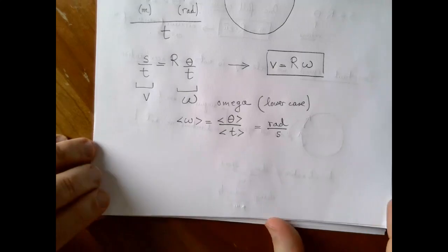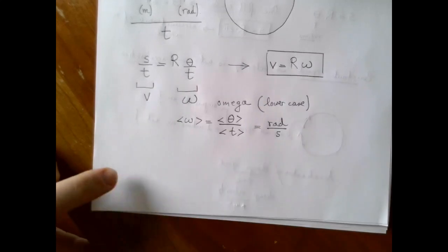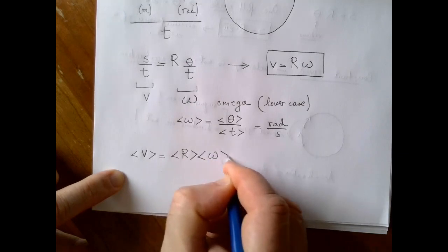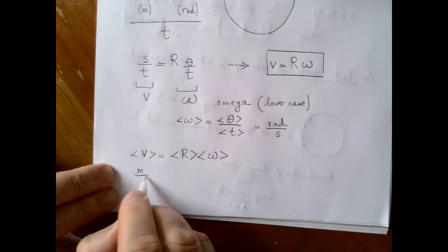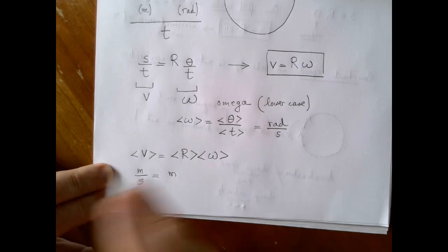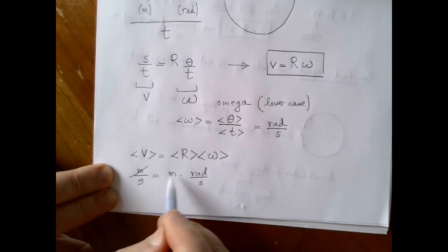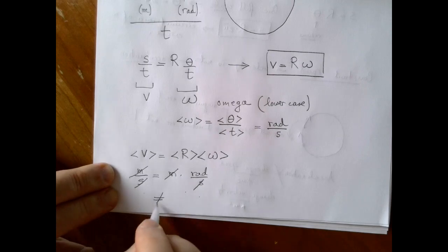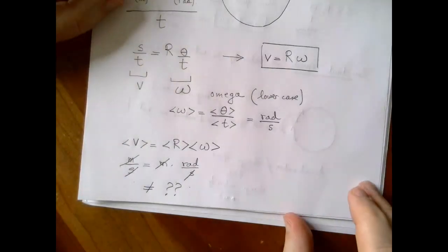Now, those of you with a keen eye might notice that something might be wrong with the units. The unit of V must be equal to the unit of R multiplied by the unit of omega. The unit of V is meter per second. The unit of R is meter. The unit of omega is radians per second. And the left-hand side and the right-hand side do not match. What do I do? I do not do anything.